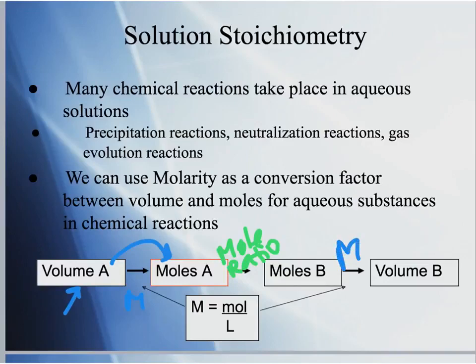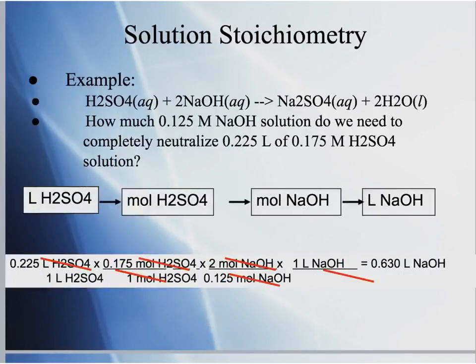So let's see how this works in real life. This example gives us a reaction between sulfuric acid and sodium hydroxide in order to make sodium sulfate and water. Okay, so this is a neutralization reaction between an acid and a base.